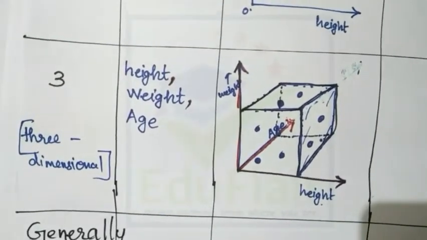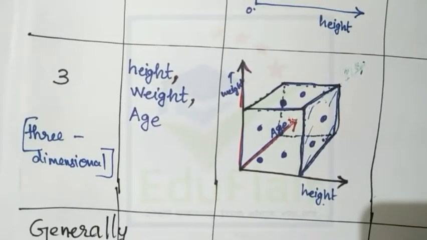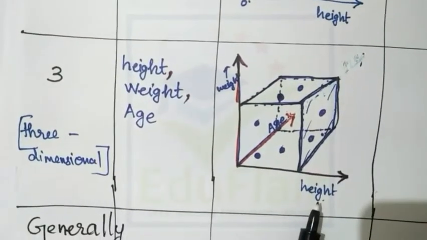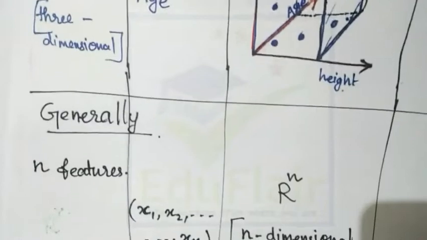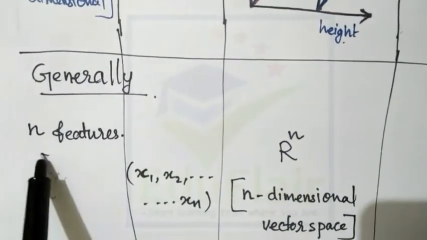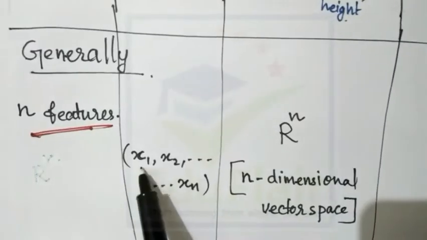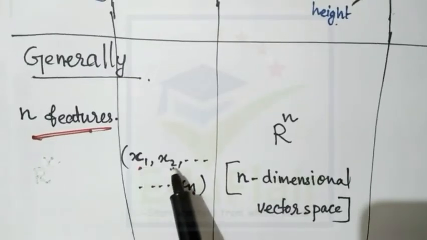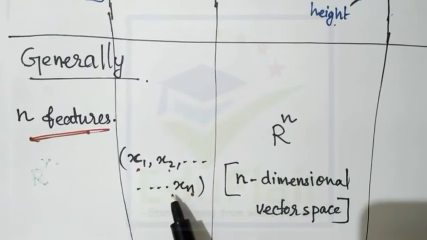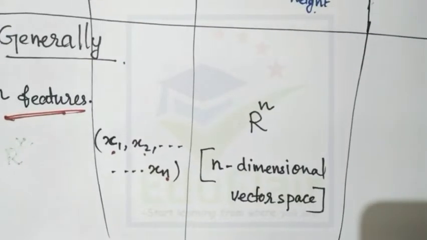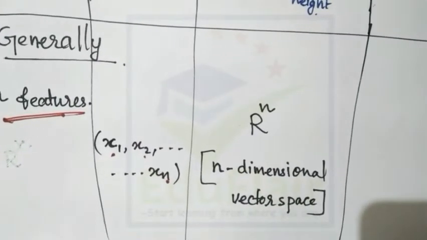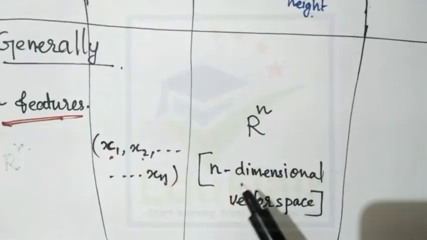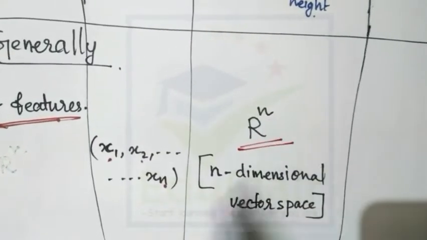Suppose our data set has more than three features. It is very difficult to represent our data geometrically. So generally we can say that if our data set has n features, say x1, x2, etc. xn, that is, data set ലെ ഓരോ features ആണ് x1, x2, etc. xn. Now we can use a vector representation or finite dimensional vector space to represent our data set. We denote this n-dimensional vector space using R raised to n.